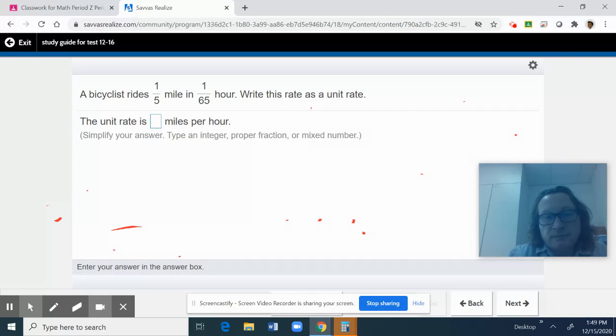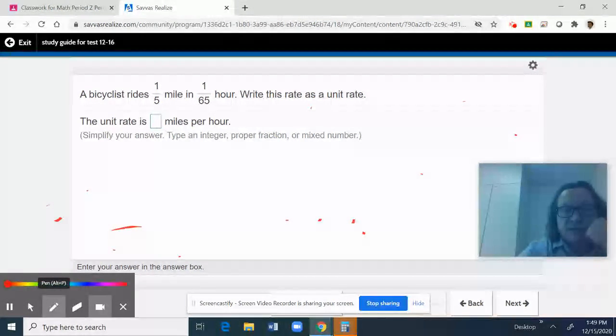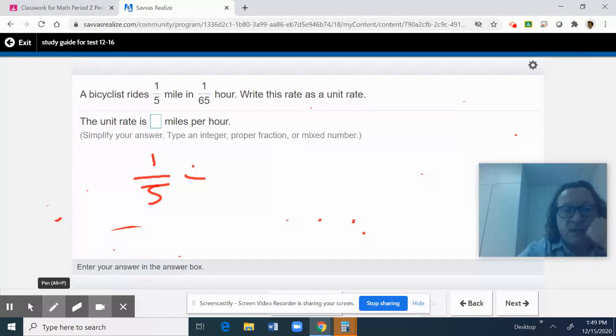Unit rate again. So every time I see unit rate, I want to see what it's in. Miles per hour. That means miles divided by hours. So let me make sure I do it the right way. My miles in this case is the first number. That would be 1 over 5. Per means divided by. My hours would be 1 over 65.